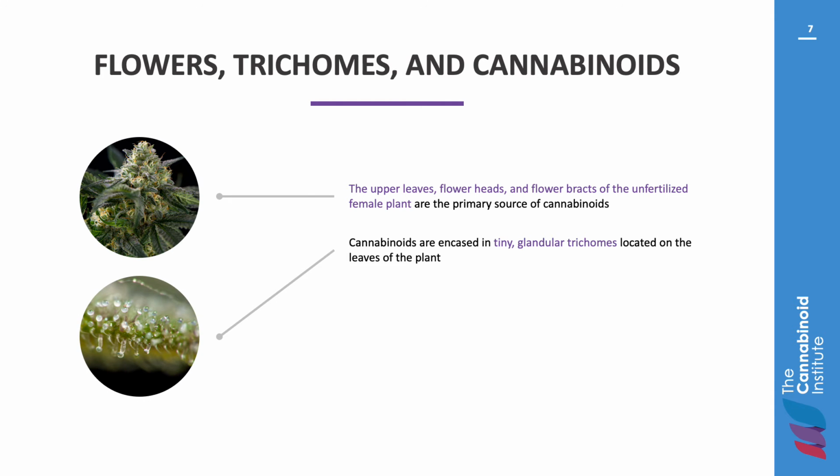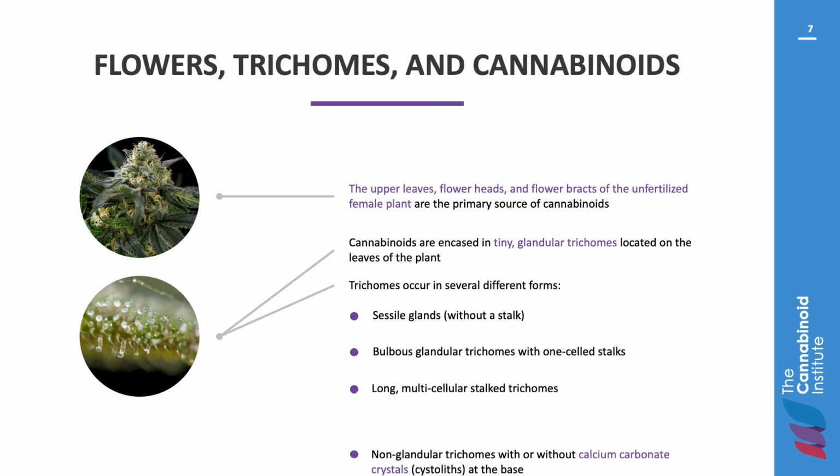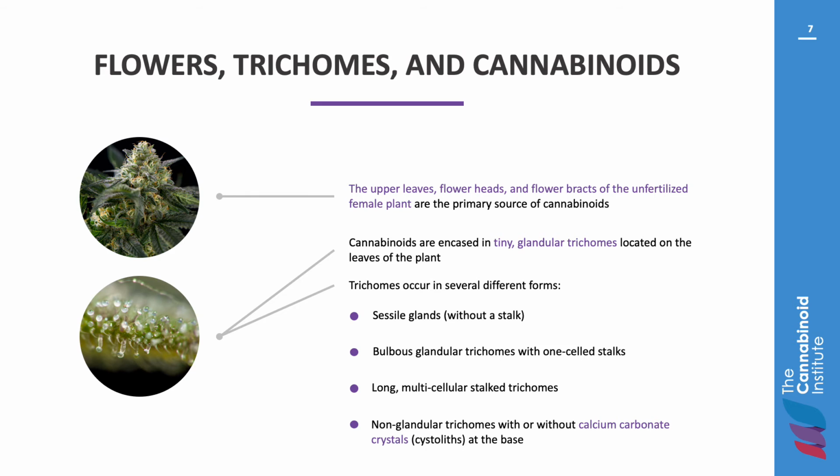Some trichomes are large enough to be seen by the naked eye, but many are very tiny and give the plant a frosted, dew-like appearance. These trichomes manufacture and contain the cannabinoids. Some are bulbous, stalked, and glandular, while others have calcium carbonate crystals at the base and form a hooked, rigid appearance on the surface of the leaves. The sticky, cannabinoid-rich substance produced by the trichomes is commonly referred to as cannabis resin.